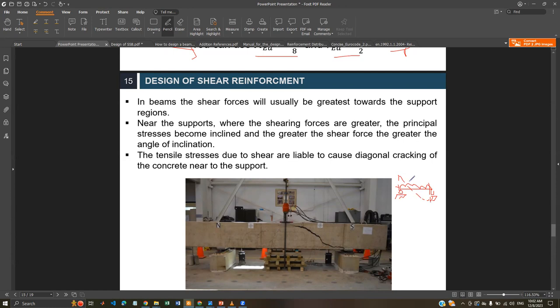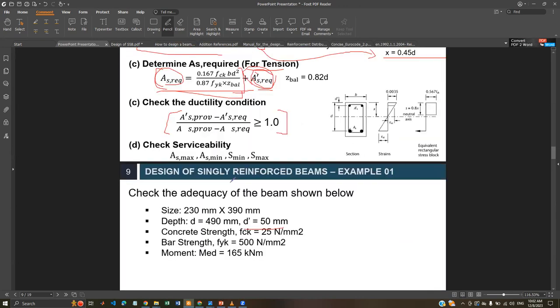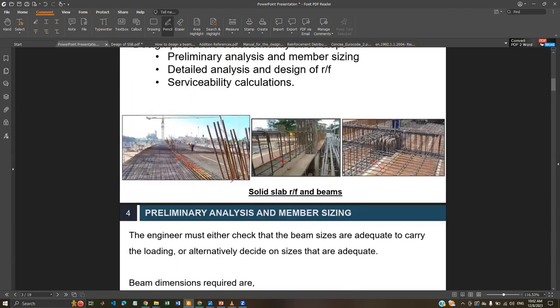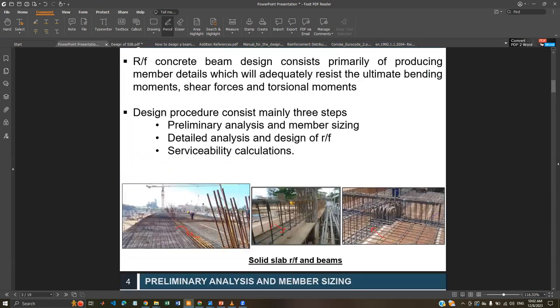That's the reason why, if you had a chance to look at most of the drawings, the support conditions generally have more shear reinforcement than the other parts. You can see that the spacing near the support is smaller, because generally at the support conditions the amount of shear will always be higher.